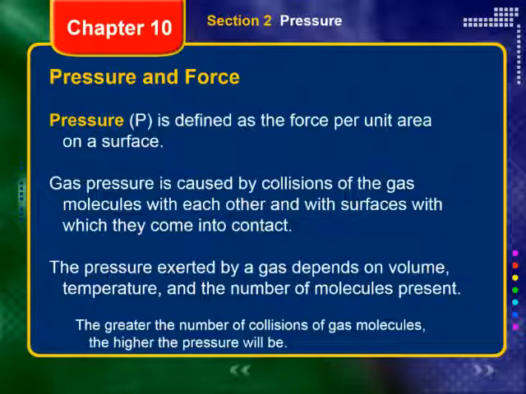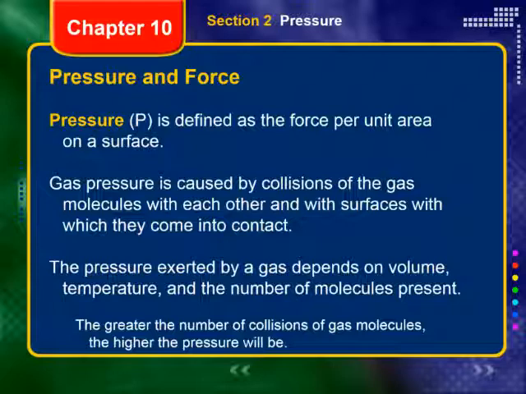Any old collision is going to exert pressure, right? The collision of a car against a wall is going to exert pressure. It's going to exert a force. A baseball bat on a baseball is going to exert a force. And so are these gas particles on the container walls. This is pressure. It's gas pressure. The pressure exerted by a gas depends on the volume, the temperature, and the number of molecules present. So it depends on three things.